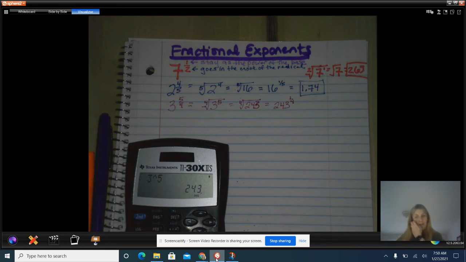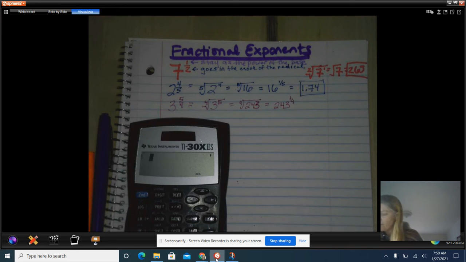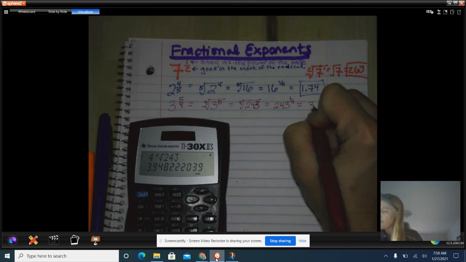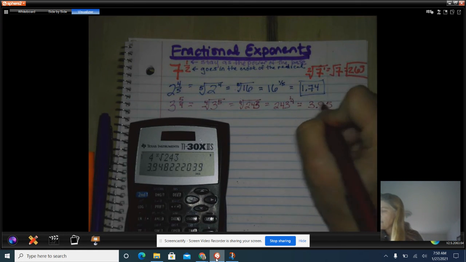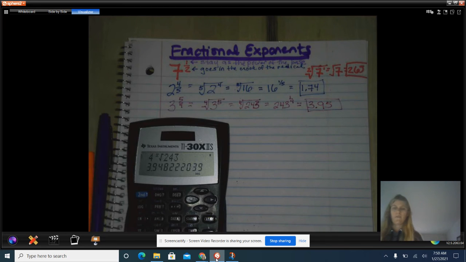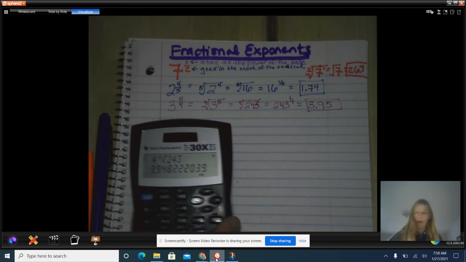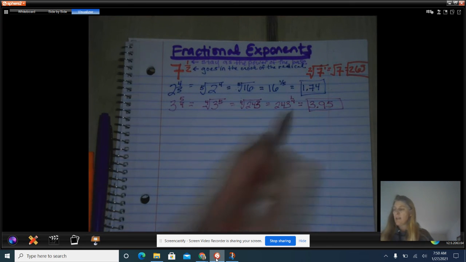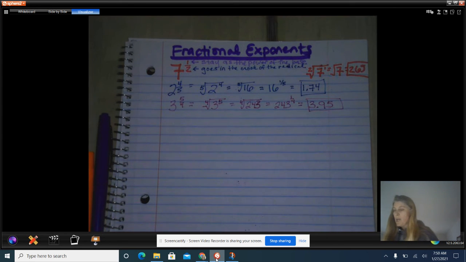So all of these have the same decimal equivalent. So we're going to go ahead and find the 4th root of 243. And that's going to be 3.95. Make sure you're rounding correctly. And there's some great videos on rounding if you need a little bit more assistance with that. Okay, so that's going from a fractional exponent, we kind of did it the other way as well, into a root. Now we're going to go ahead and work that other direction.